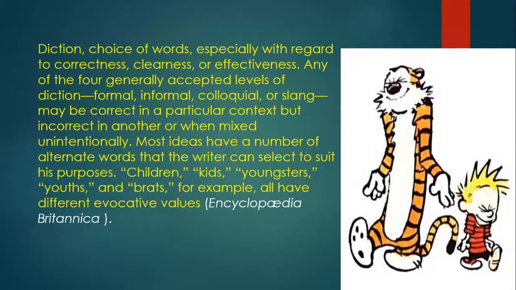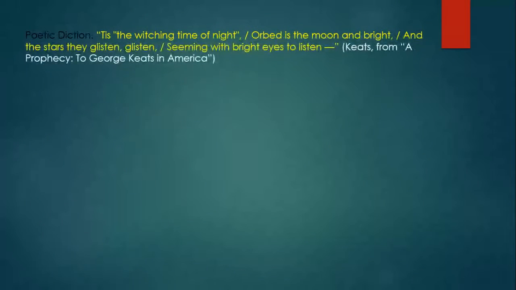For example, children, kids, youngsters, youths, and brats all mean the same thing, but they have different evocative values. They all denote the same thing, but they all have different connotations. So here's some examples. The first one is poetic diction, right? So poetic style, a poetic choice of words.